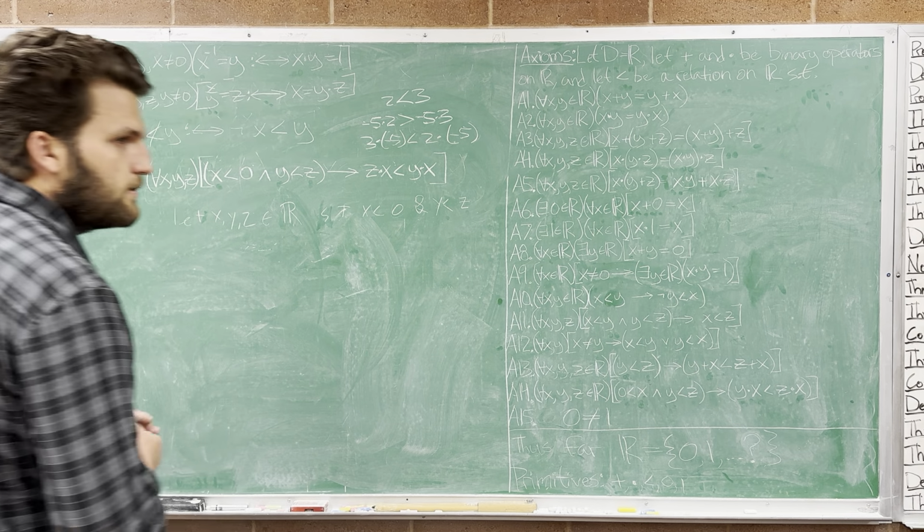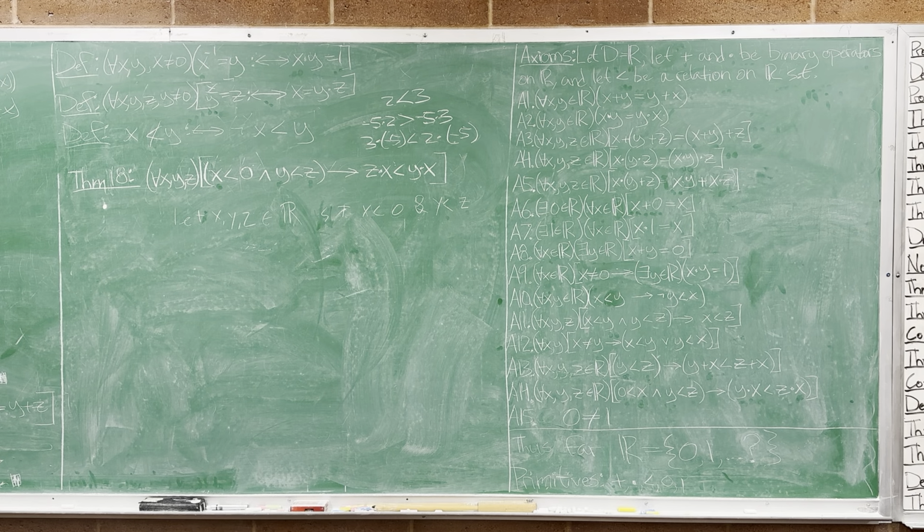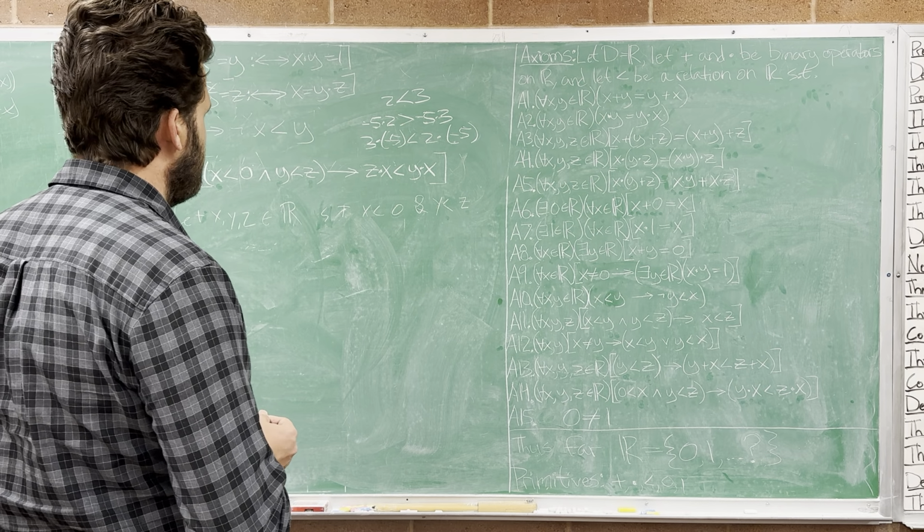Well, do you know a number greater than 0? 1? I don't know. You look at the information you have. You know that x, y, and z are all numbers, and you're given two pieces of information. You know whatever x is, it's less than 0. And you know whatever y is, it's less than z.